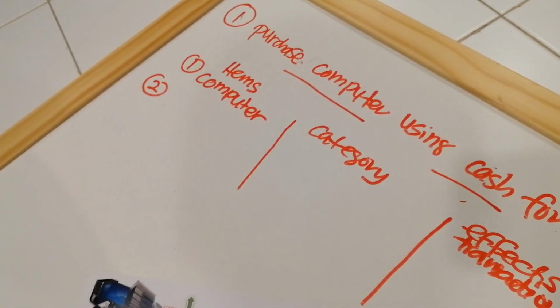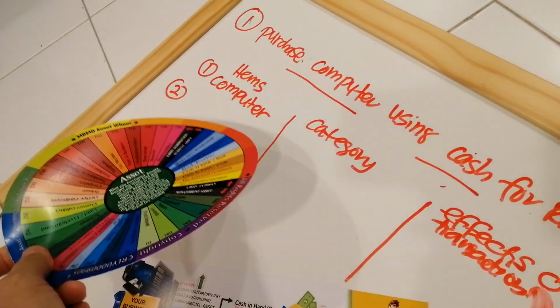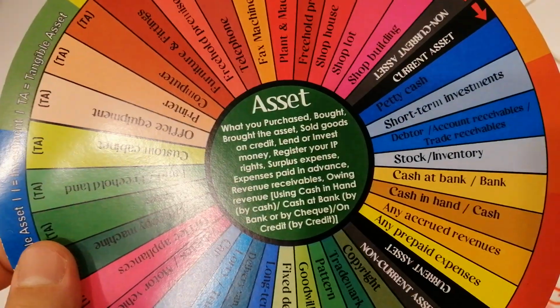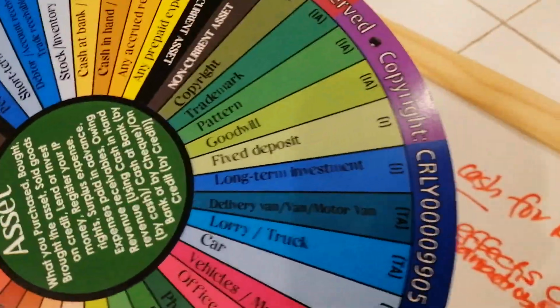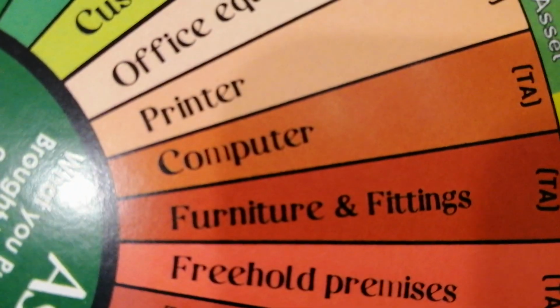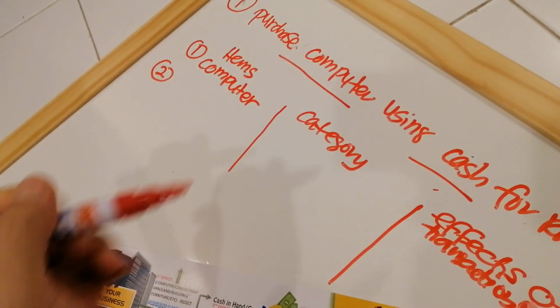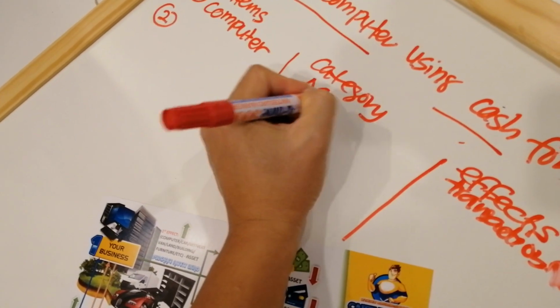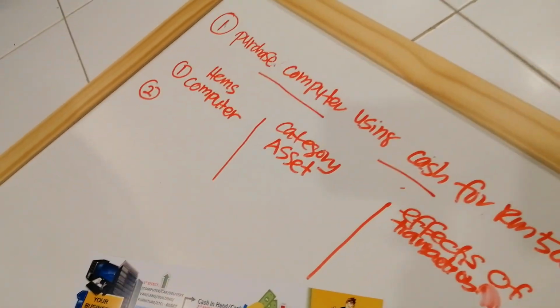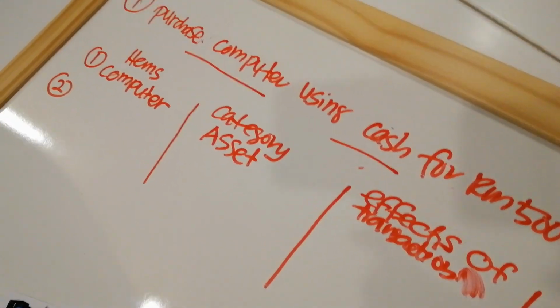So, kalau you dah expert macam I cakap tadi, you dah spend your time, you dah terror dah computer, definitely you cari kat asset ni memang ada computer lah. You cari. Mana computer? Where is the computer? This one. Computer is under asset. So, the category for computer is asset. Okay. So, effects of transaction.